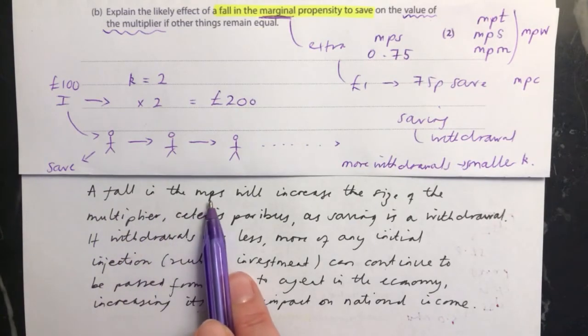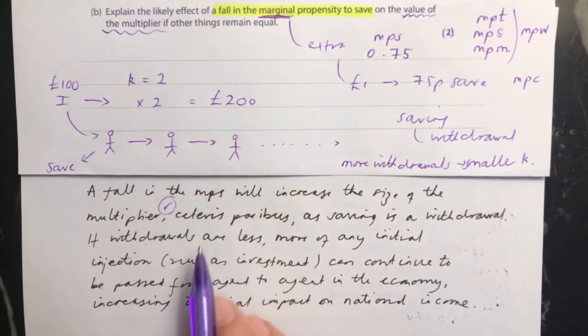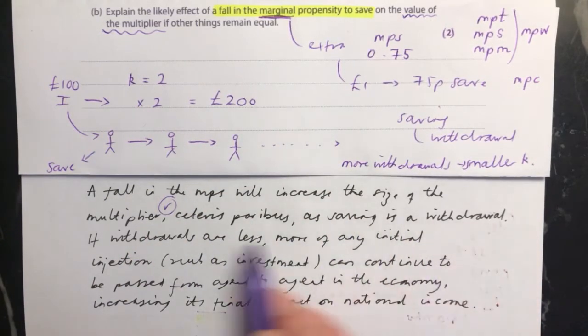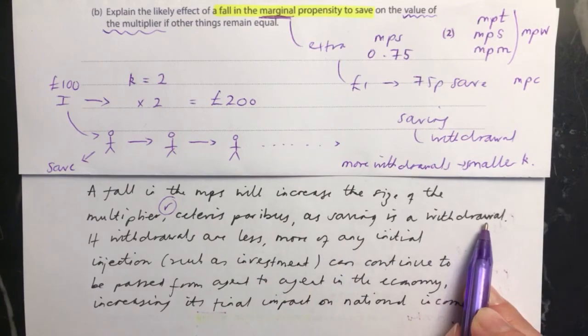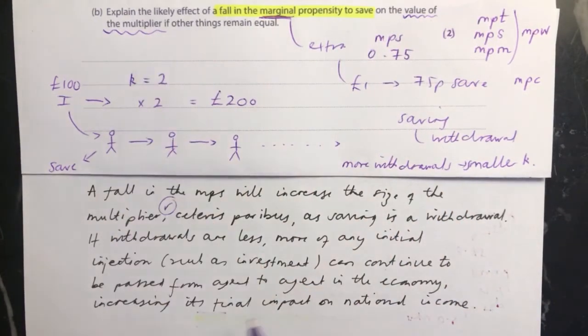A fall in the MPS will increase the size of the multiplier. You get a mark for that. Ceteris paribus, as saving is a withdrawal. Ceteris paribus shows that you're really thinking about this because you've recognised that actually something else could change to make this not true. That's a real belt and braces approach to answering the question. You've pointed out here that saving is a withdrawal, so you're nearly there in explaining why the multiplier is going to be bigger, but just to make sure that you've explained properly.